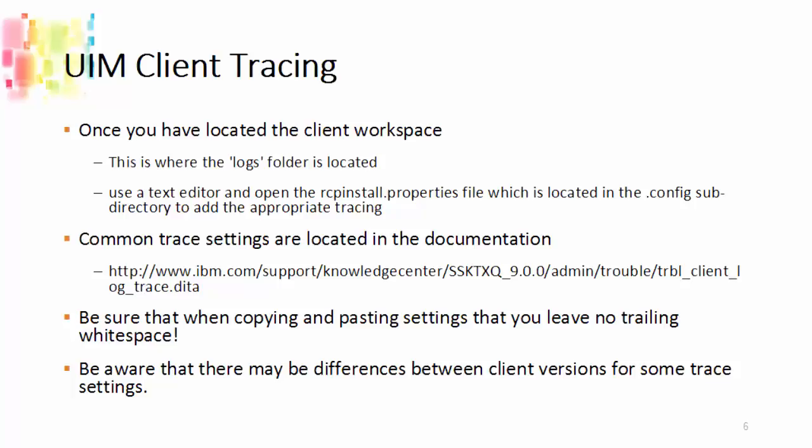When we're asking you to send us up the logs from the client, this is where you're going to find them. When we tell you to set the tracing, we're going to tell you to use a text editor to open the RCP install properties file, which is located in the config subdirectory there, and you're going to add some lines to it. When you're adding the lines to it, make sure that you leave no trailing white space.